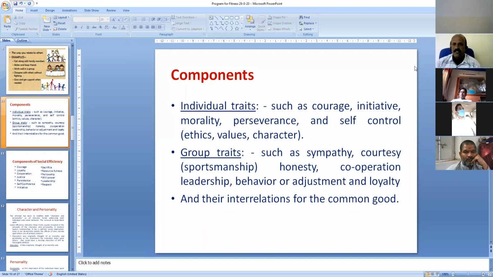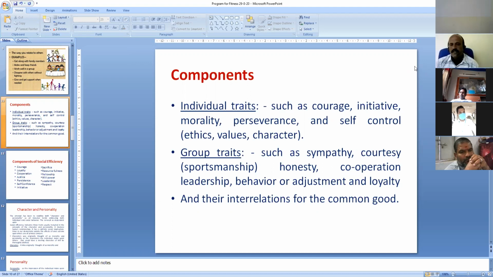Morality, perseverance, self-control, ethics, and values are all needed for individual traits or individual sports. For group traits, or for group sports such as team games, sympathy, courtesy, sportsmanship, honesty, cooperation, leadership, behavior or adjustment, and loyalty are very essential for team games or groups.